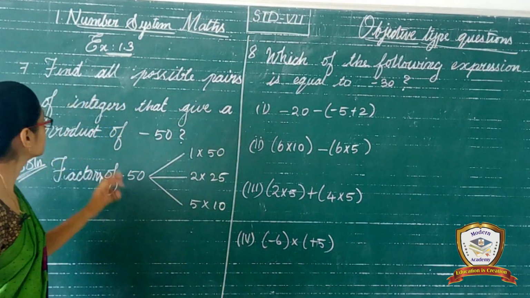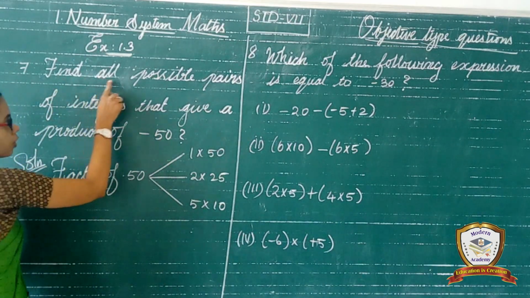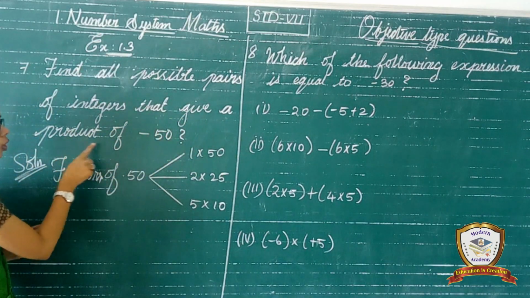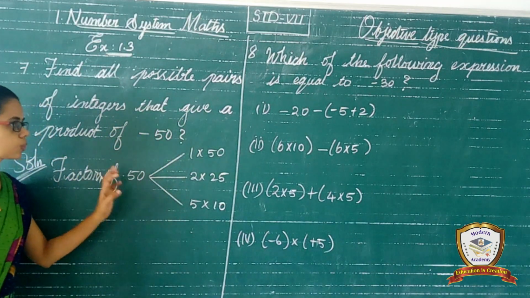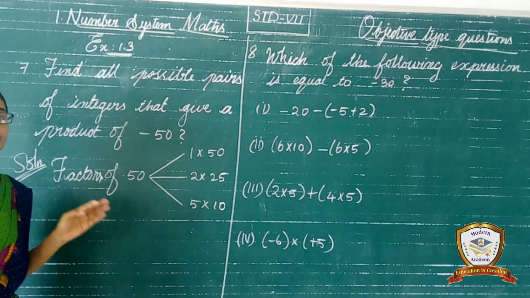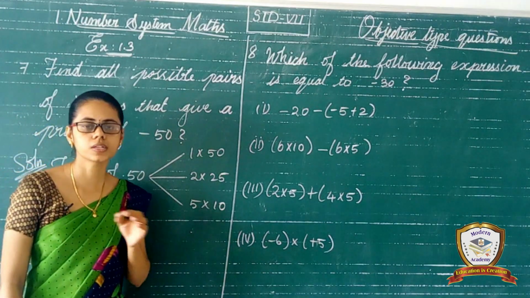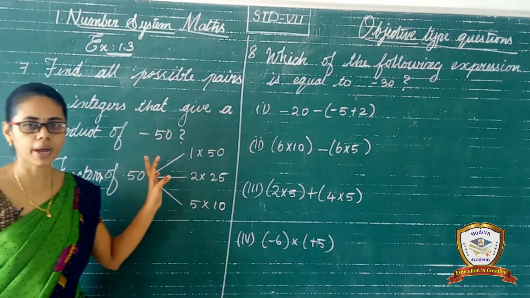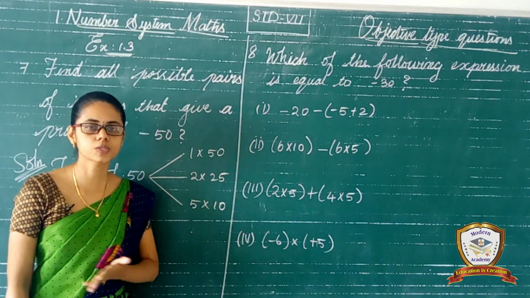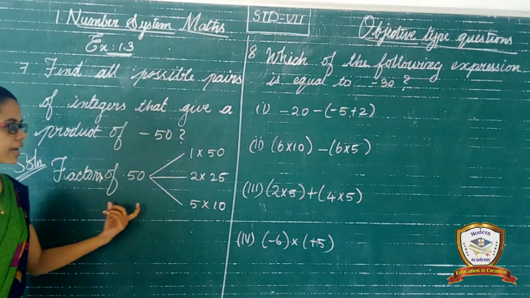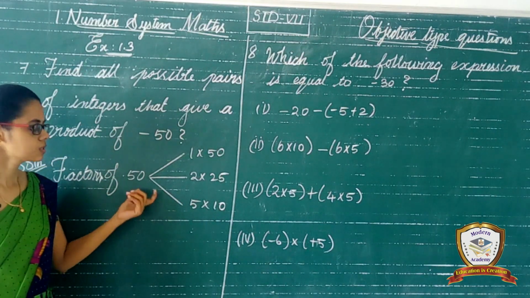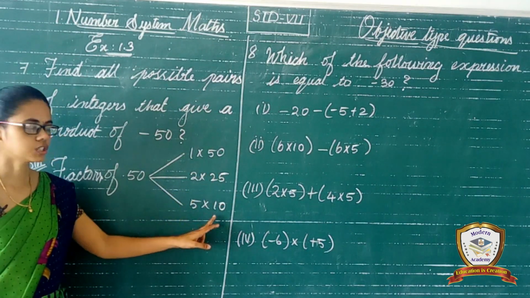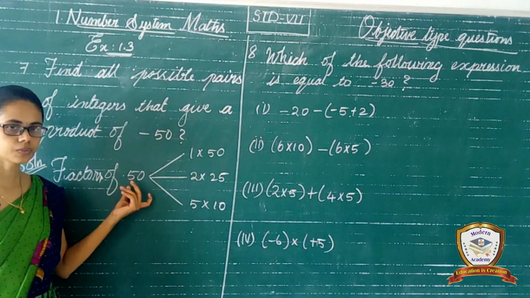Okay, next see the 7th sum. Find all possible pairs of integers that give a product of minus 50. So what they are asking, we have to find the possible pairs for minus 50. Now let's see the factors of 50. You know the factors. So what are the factors of 50? 1 into 50, 2 into 25, 5 into 10. Right? So these are the factors of 50.